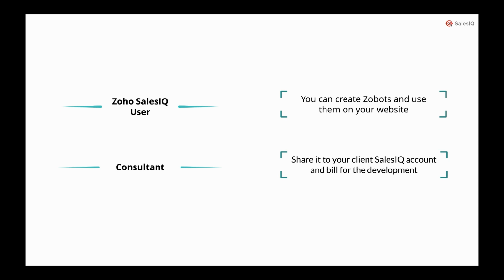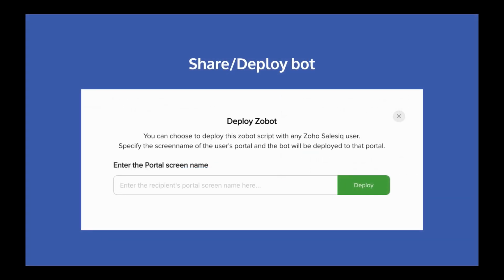After building the Zobot, you will click on the deploy option at the top right corner of your builder and enter the recipient's portal name and click on deploy. A URL will be generated which you can share with your client via private chat, and then they'll be able to view the bot that you had built for them. In case you want to make changes to these scripts, they again need to get back to you because they cannot make any changes. So this is a constant source of income in case you're a consultant or a partner of Zoho SalesIQ.